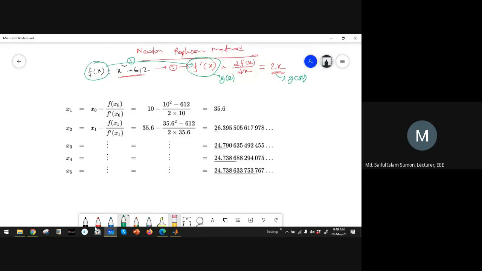In the second step, what will I do? I will just consider one initial value of x. Suppose x0 is the initial value of x. So let's take x0 equal to 10. Are you okay with the second step? Yes, sir. 10.